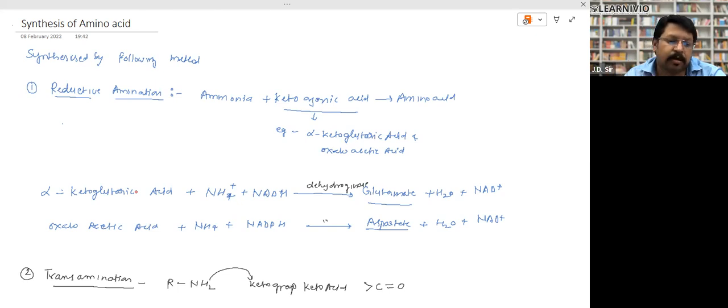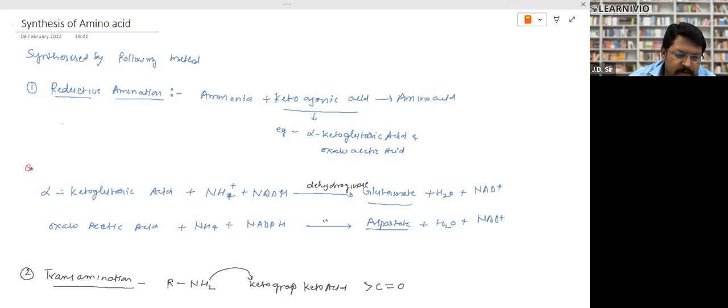There is the following method: reductive amination. In reductive amination, ammonia combines with keto organic acid, for example alpha ketoglutaric acid and oxaloacetic acid, right? These are examples of keto organic acids. So ammonia combines with keto acid and formation of amino acid takes place. This process is called reductive amination, right? The examples are given below.